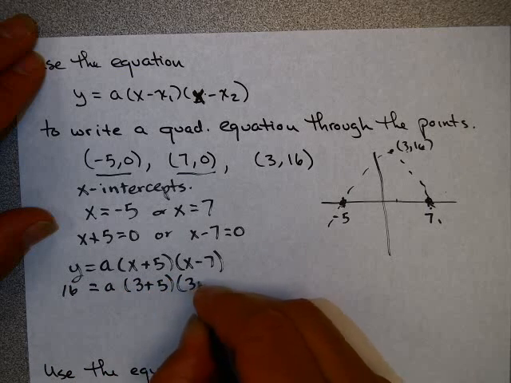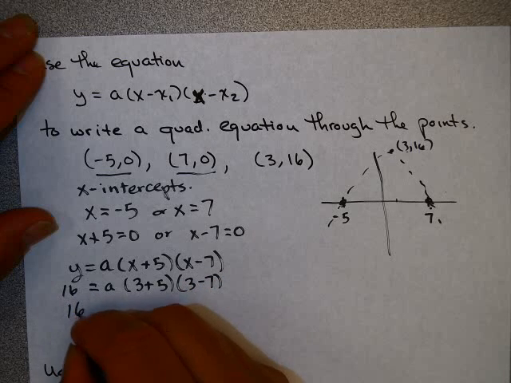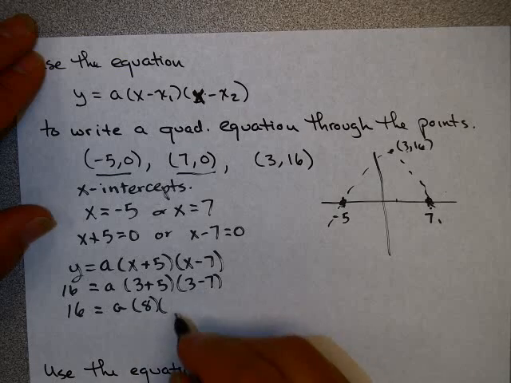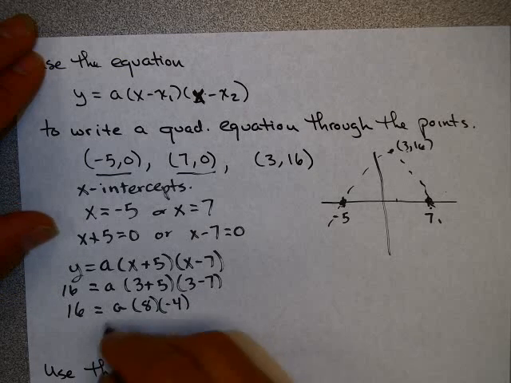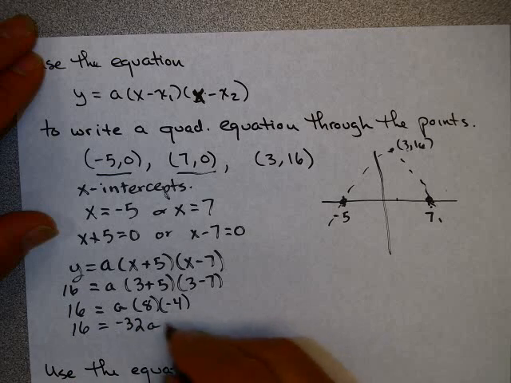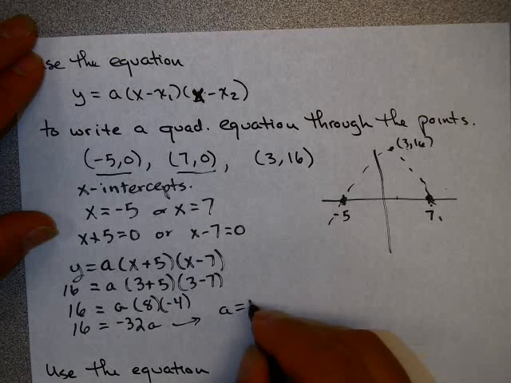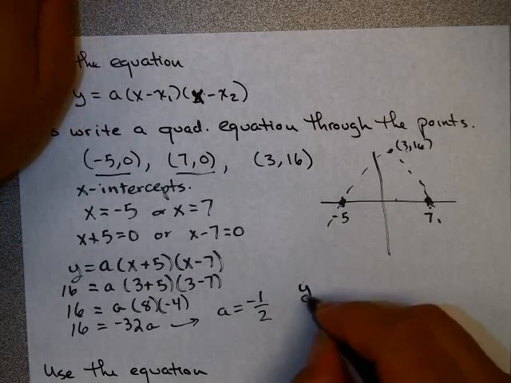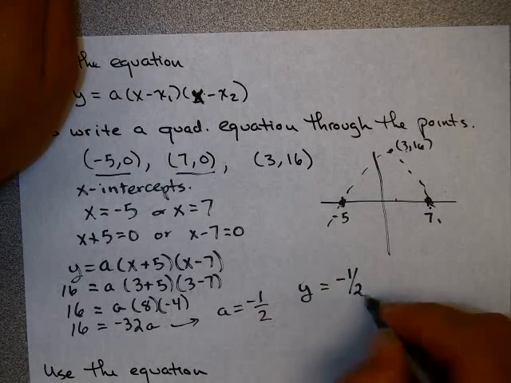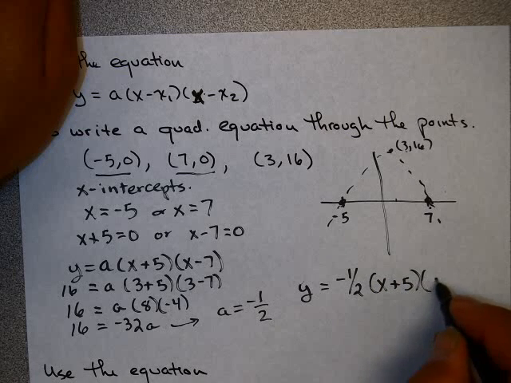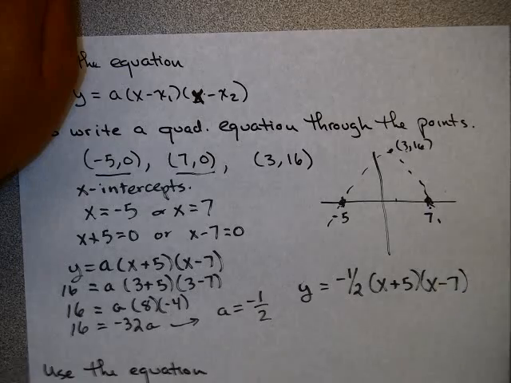So let's plug that in. 3 plus 5 is 8. 3 minus 7 is negative 4. 8 times negative 4 is negative 32. So a is equal to negative a half if you solve that. That gives you the final equation, negative 1/2 times x plus 5 times x minus 7.